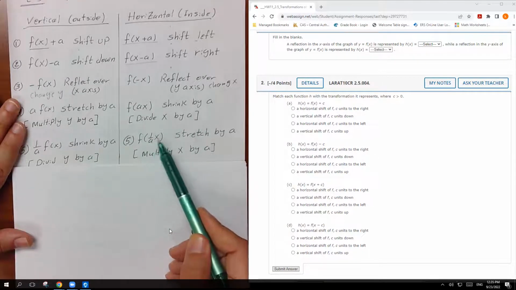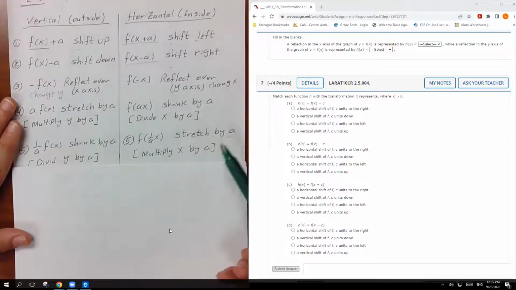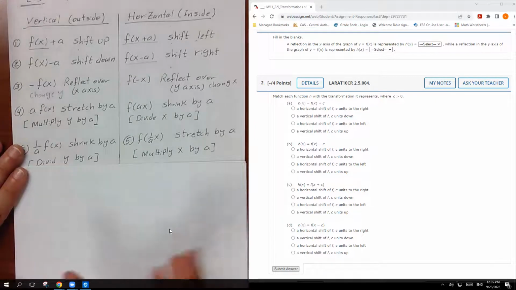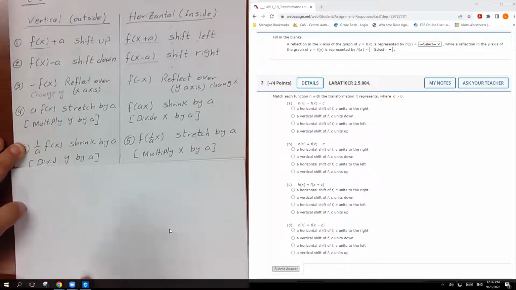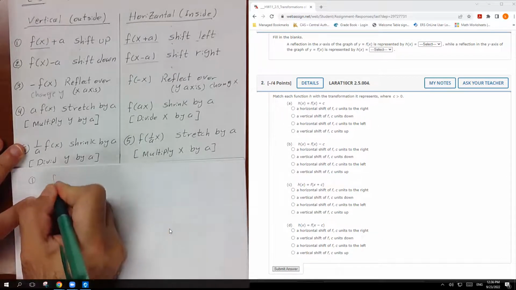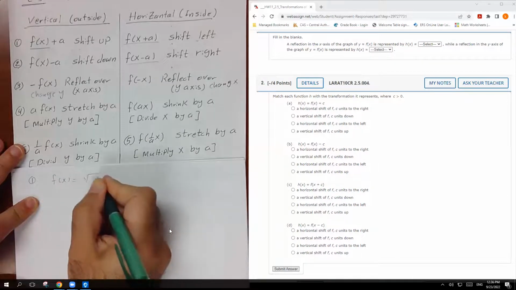F1 over ax is going to be stretch by a. So let's do some examples so you can figure out these, and then we're going to add these two techniques together because you can get more than one technique at the same time. So let's check here. Let's do example 1. If you have f of x equal square root of x plus 3.